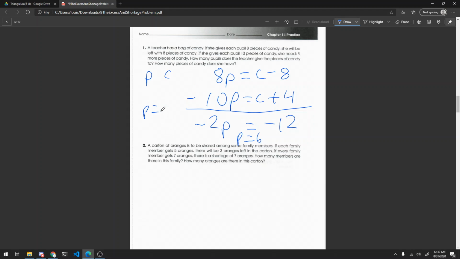So we know p equals 6, and we can plug it back into the original equation to get c equals 96. Oh, oops, sorry. We'll get c equals 56.